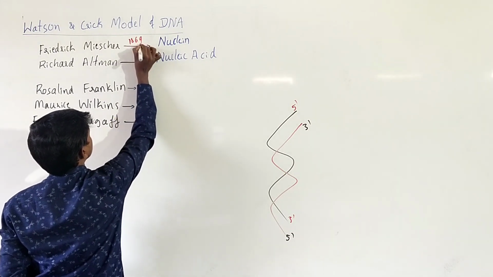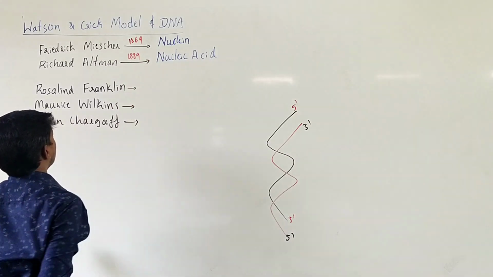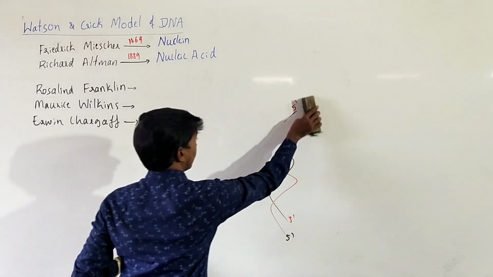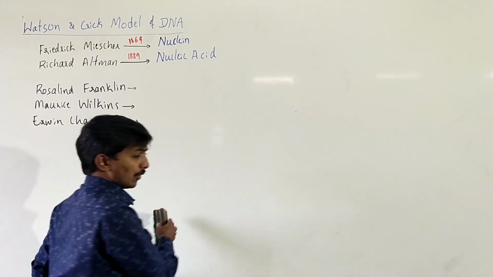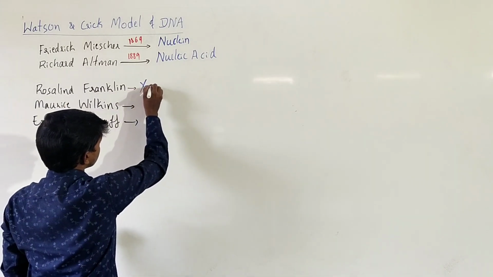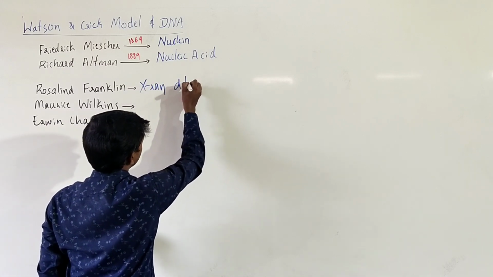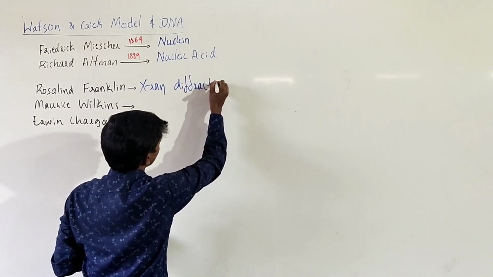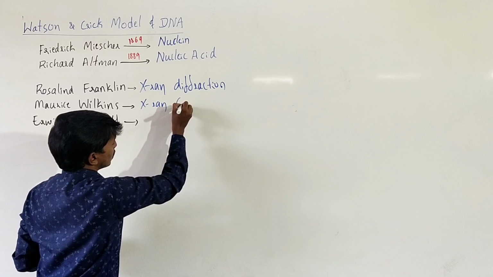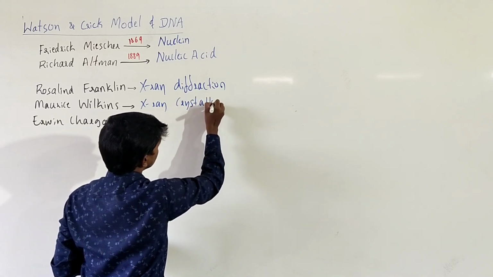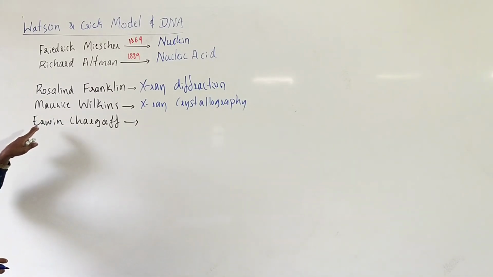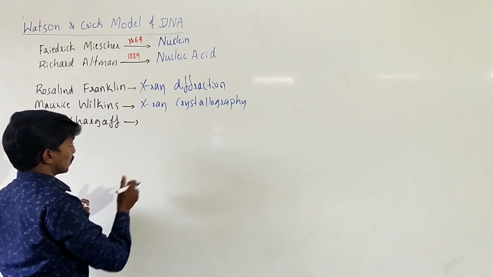Later, in the year 1889, two scientists, Rosalind Franklin and Maurice Wilkins, worked on X-rays: Rosalind Franklin on X-ray diffraction, and Maurice Wilkins on X-ray crystallography. At the same time, Erwin Chargaff proposed Chargaff's rules.